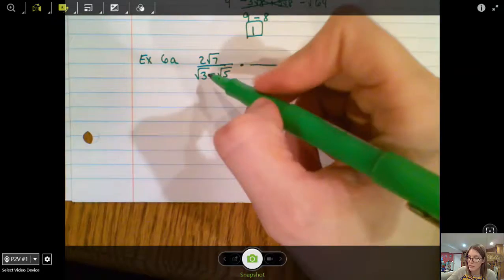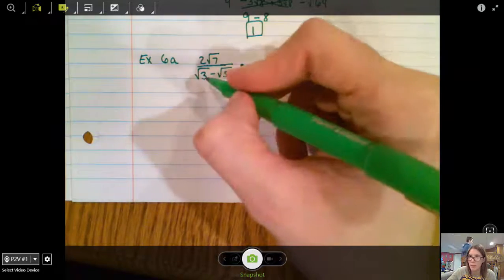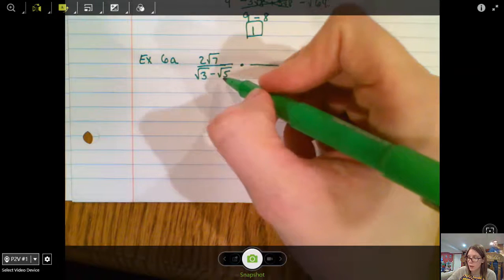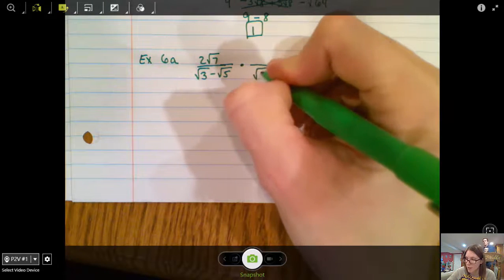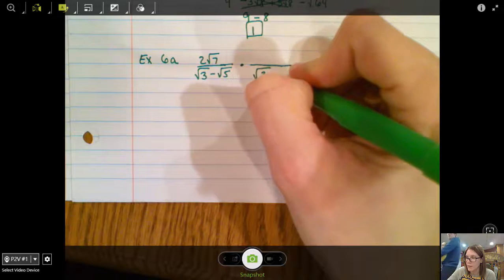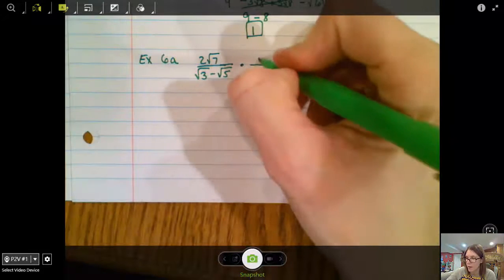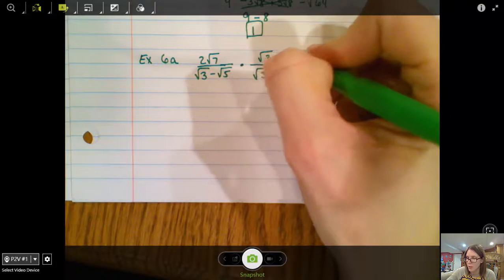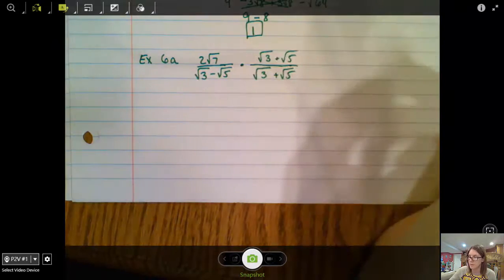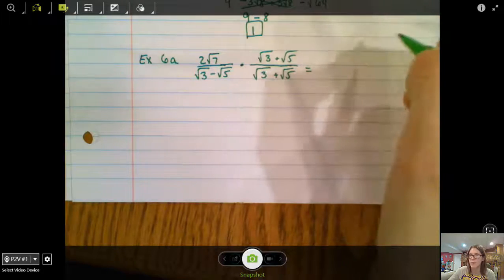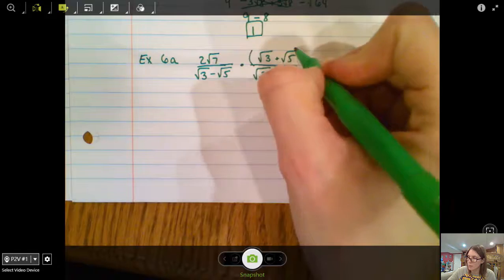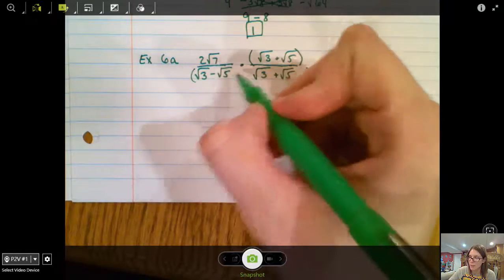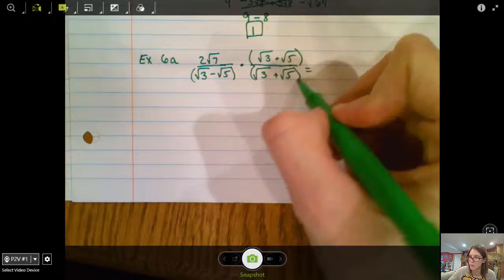Conjugate, remember, is the same thing but the opposite sign in the middle. So the conjugate of square root of 3 minus the square root of 5 would be the square root of 3 plus the square root of 5. Multiply that, numerator and denominator. Now, make sure that you're multiplying everything by the square root of 3 plus the square root of 5.